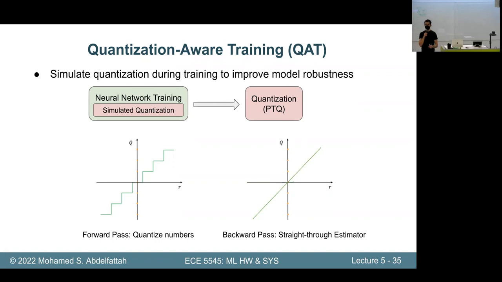Yeah, that's a great point. So basically, you want to simulate whatever quantization you'll do post-training during training. So it's the same numerical precision and numerical format.